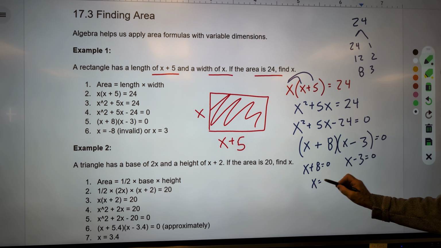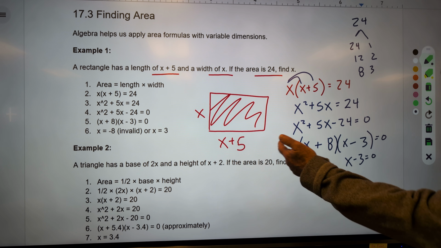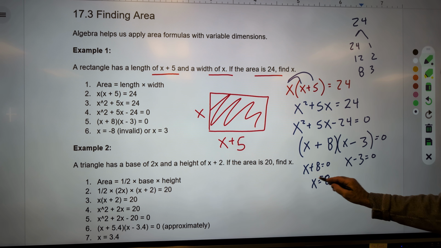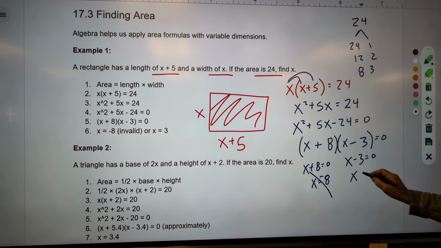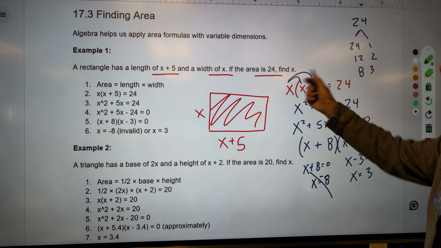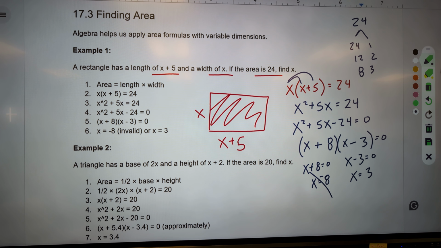Here, x is equal to negative 8. I'm going to discard that because you can't have a negative length. Here, x is equal to 3. That works. Find x. That's it. So my correct answer is 3.